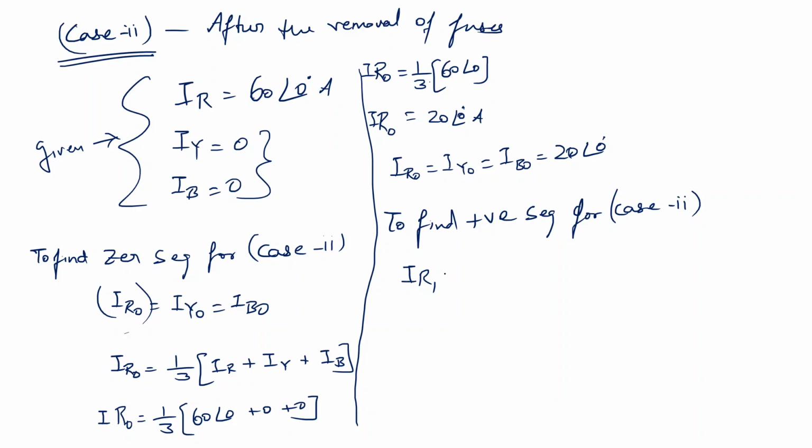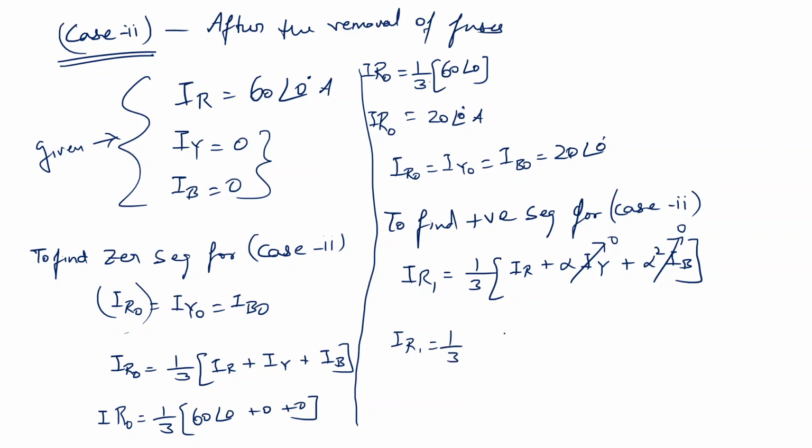So it is IR1. From the matrix I get IR1 equal to 1/3 of IR plus alpha into IY plus alpha square into IB. We know that these two are 0, only IR is there. So IR1 is equal to 1 divided by 3 of IR, which is 60 angle 0, and again this is 20 angle 0. IR1 is also 20 angle 0. Then what next? IY1 is equal to, and IB1 is equal to, tell me IY1 and IB2.